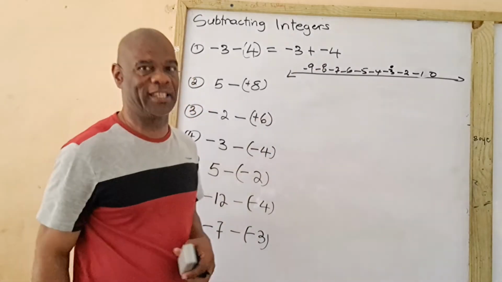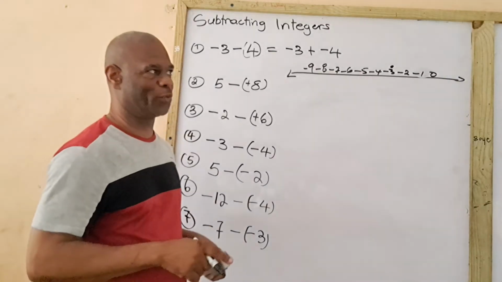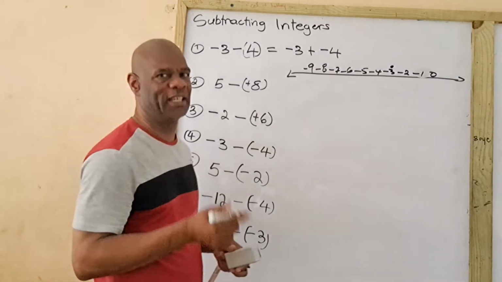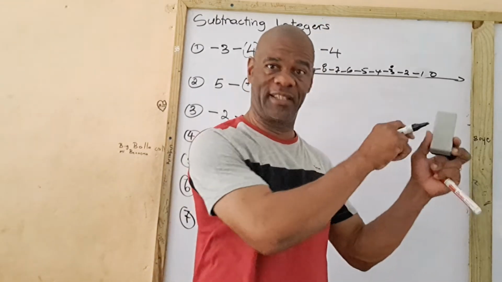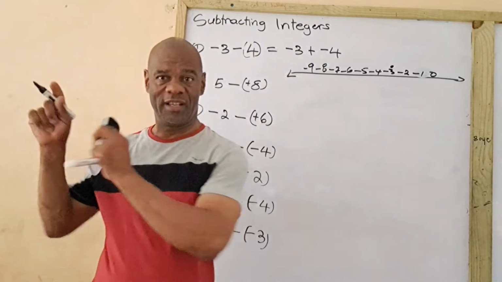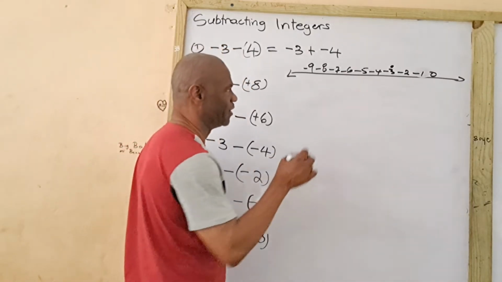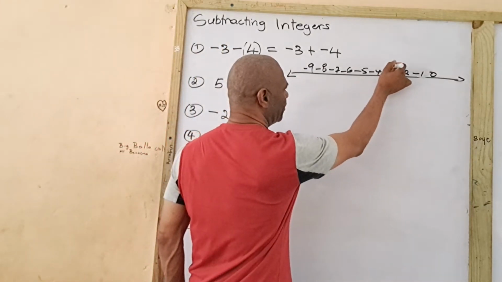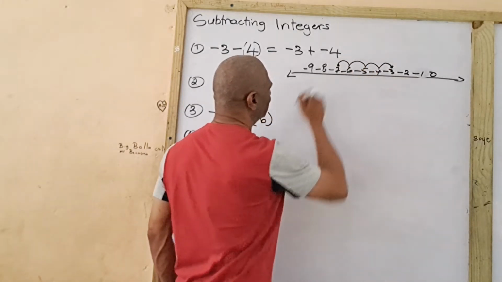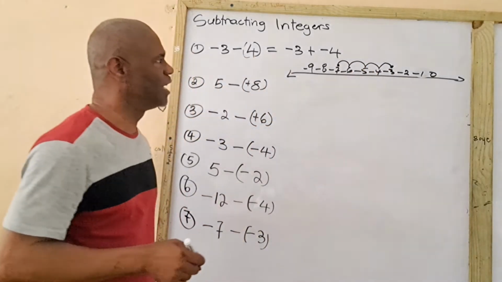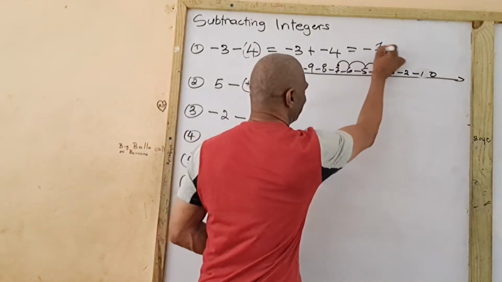So the negative sign tells us which direction to move. Remember, we said the sign tells us if we are going to move to the left or to the right, depending on what the sign is. If it's positive, we move to the right, and if it's negative, we move to the left. In this case, we're adding -4, so we'll go to the left 4 times: 1, 2, 3, 4. So -3 plus -4 equals -7.